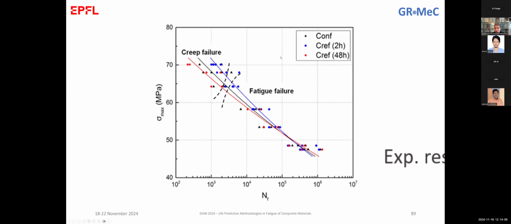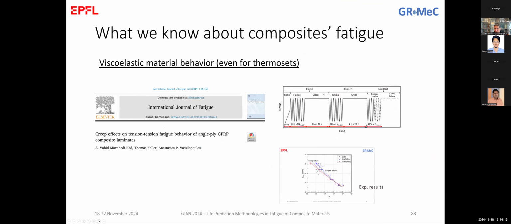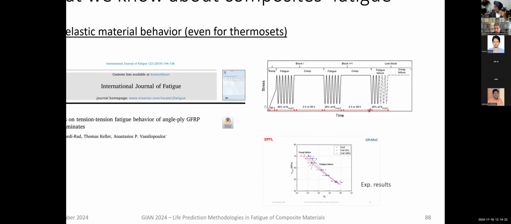And we've seen also here that we had a significant effect of this viscoelastic phenomenon, this creep phenomenon, on the material behavior. So the continuous fatigue is the black line. Coming back here, the line corresponding to loading with creep for 2 hours is the blue one, and the line corresponding to creep for 48 hours is the red one.